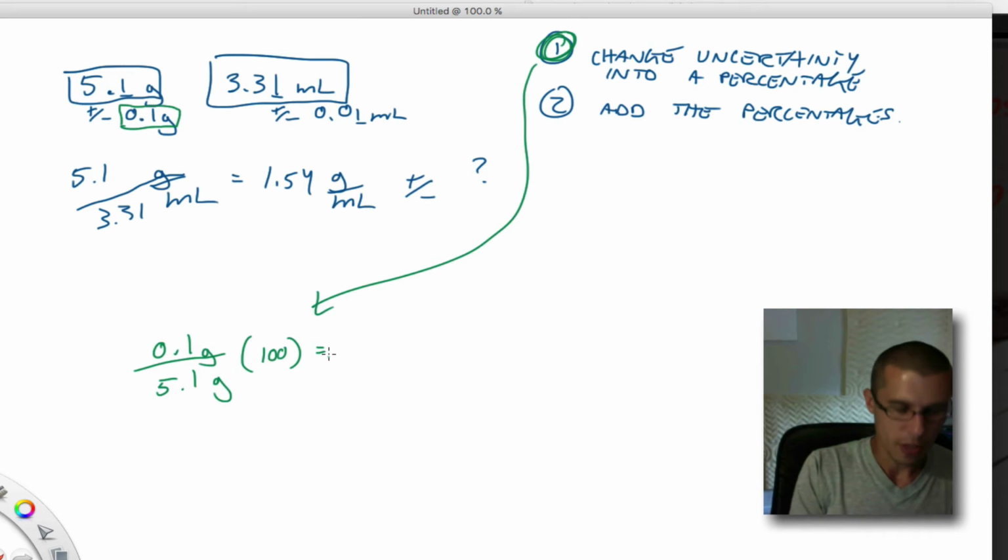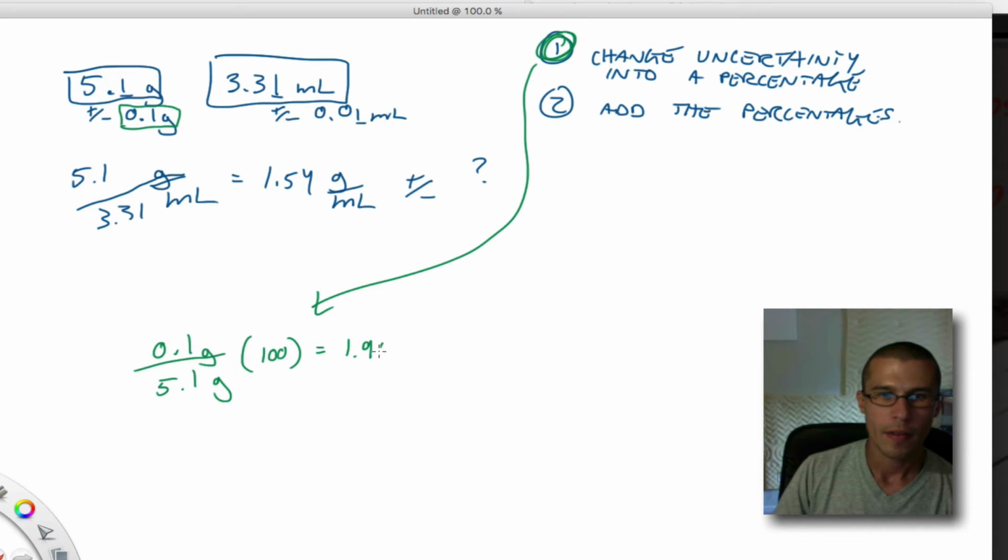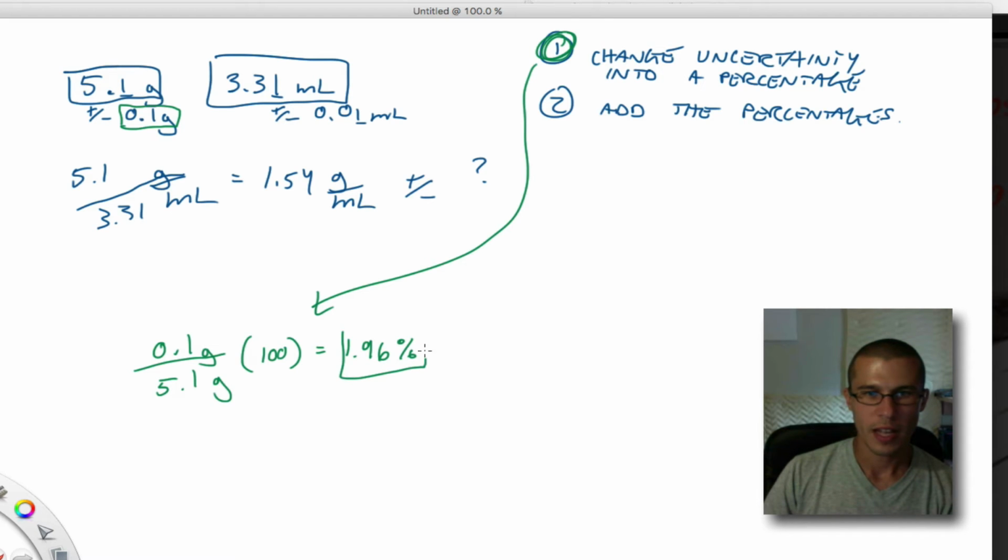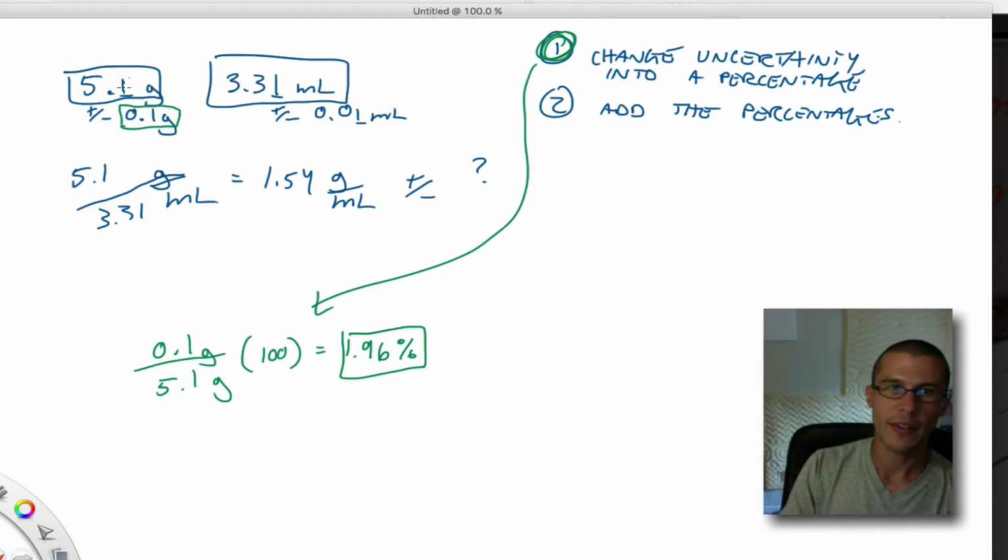So in this case, it's going to be 0.1. I'm just using my calculator. 0.1 divided by 5.1. I'm going to multiply that answer by 100, and I get 1.96%. Great. That's the percentage of uncertainty I have in this measurement right here.